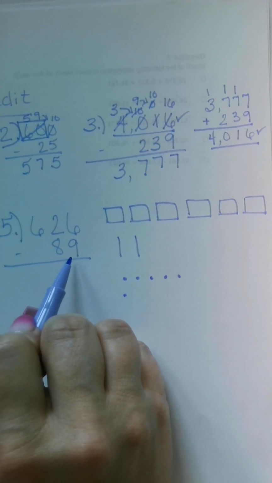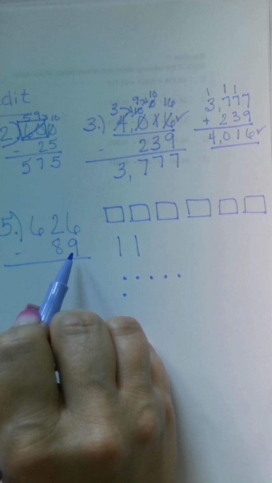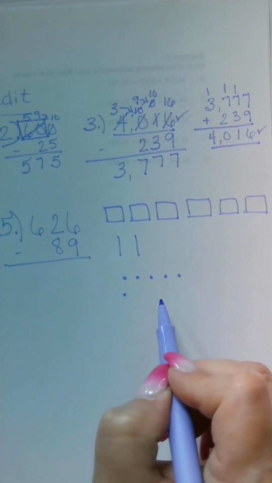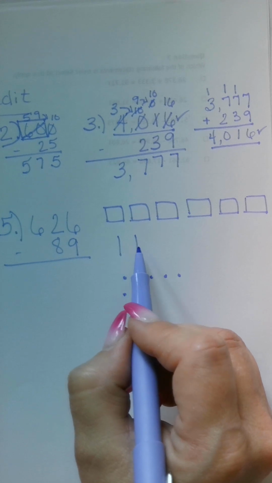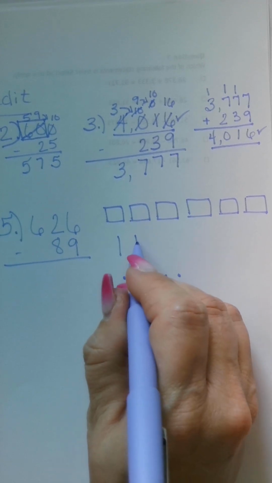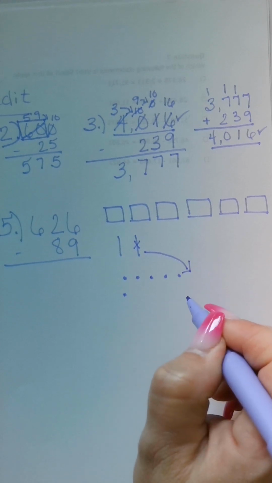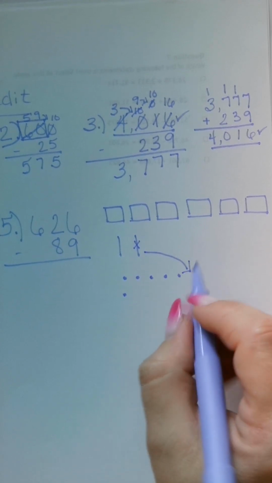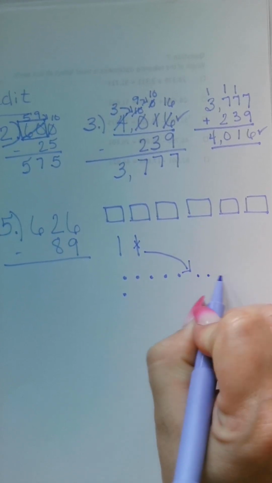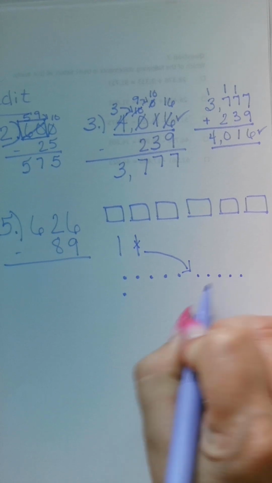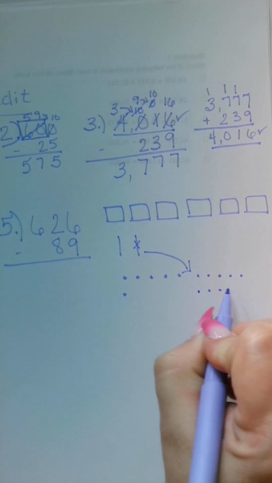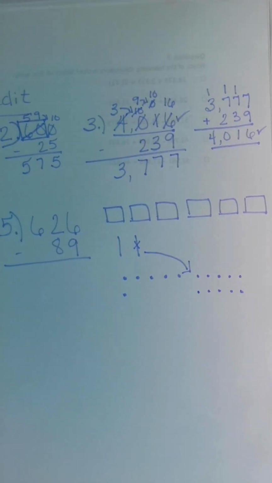Now I know that I need to take away 9 ones, but I don't have 9 ones here. So what I'm going to do is I'm going to break up one of these tens, and I'm going to put it down here into 10 ones. 1, 2, 3, 4, 5, 6, 7, 8, 9, 10.